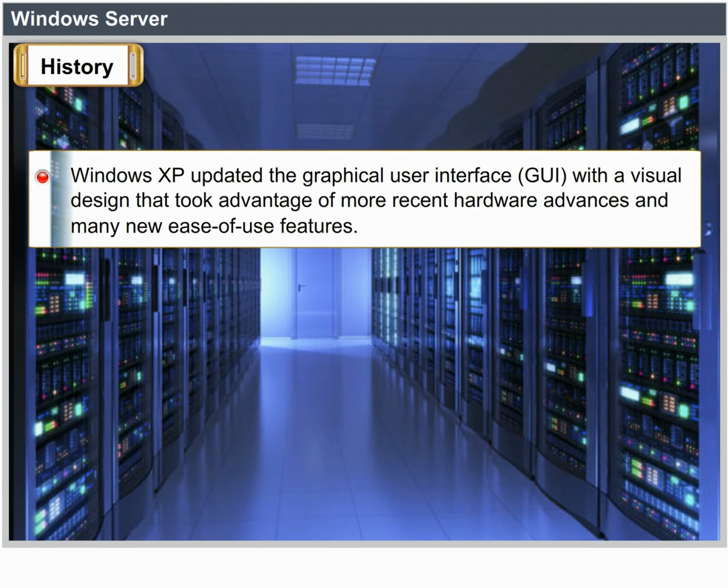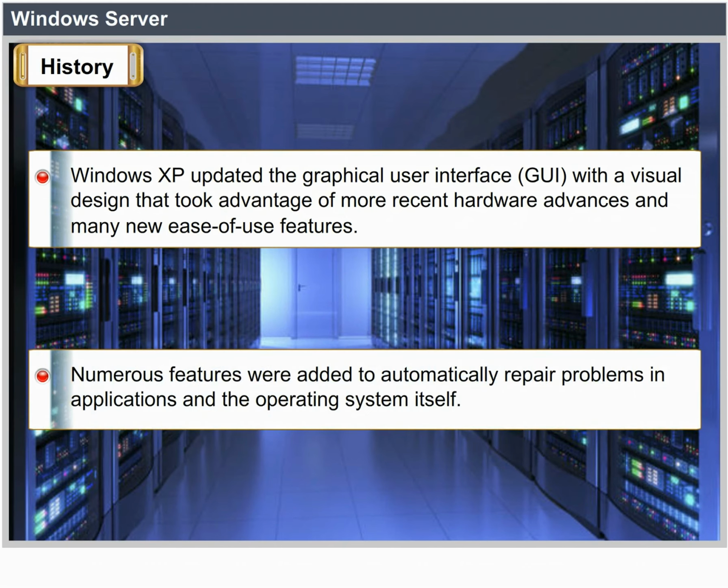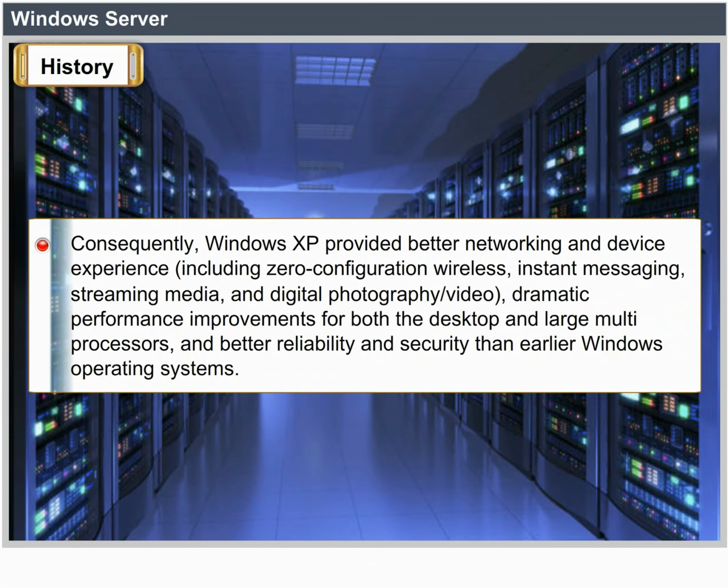Numerous features were added to automatically repair problems in applications and the operating system itself. As a result of these changes, Windows XP provided better networking and device experience, including zero configuration wireless, instant messaging, streaming media and digital photography and video, dramatic performance improvements for both the desktop and large multiprocessors, and better reliability and security than earlier Windows operating systems.